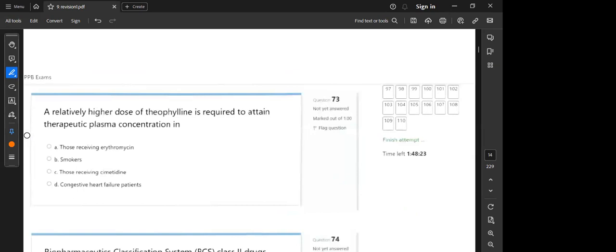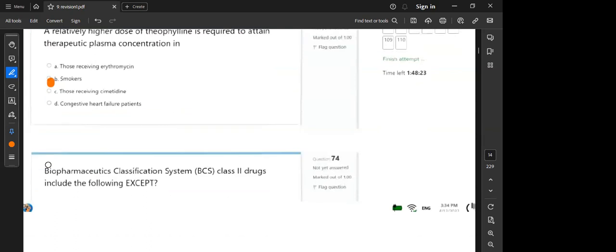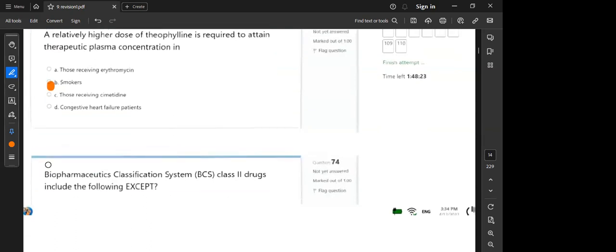A relatively high dose of theophylline is required to attain therapeutic plasma concentration in those receiving erythromycin, smokers, those receiving cimetidine, congestive heart failure patients. Can I ask why it's required higher? Why is it higher in smokers? Oh, nicotine induces metabolism and clearance of theophylline. Okay, thank you.